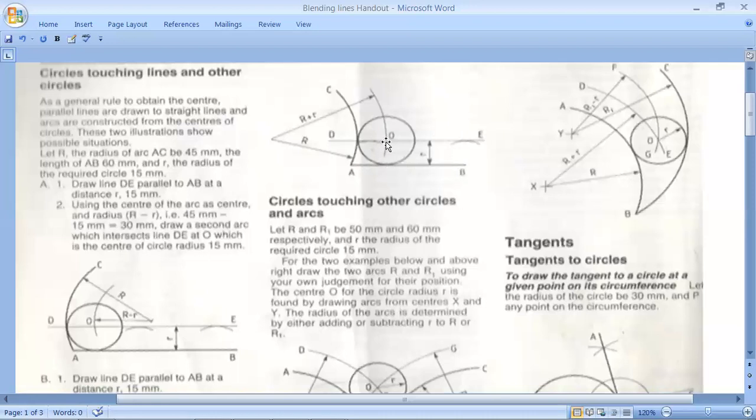Then to get this point here, O, because the circle is outside the other circle, we need to use a plus. The big circle that we have, radius 45, for instance, we add the circle that we want, radius 15. We say 45 plus 15 is equal to 60. From the center of the circle with radius 45, you open the compass at 60, and the compass will intersect this line here. This is the point where we're going to place the compass to draw this circle of radius 15.